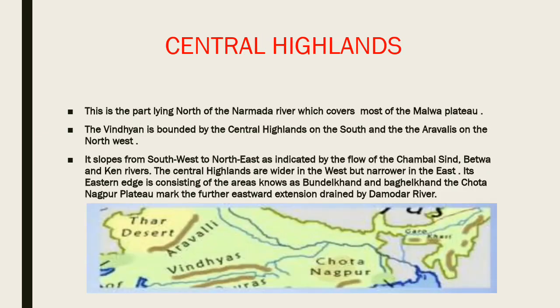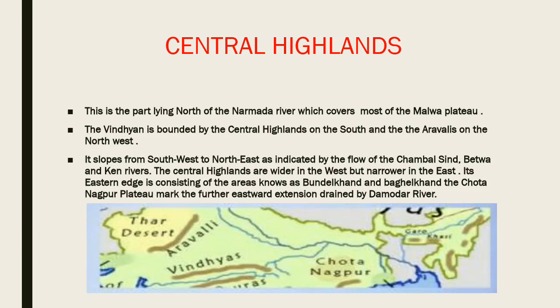Here come to the Central Highlands. This is the part lying north of the Narmada River, which covers most of the Malwa Plateau. The Vindhyan Range bounds the Central Highlands on the south and the Aravalli Hills on the northwest. Its further westward extension gradually merges with the sandy and rocky desert of Rajasthan. It slopes from southwest to northeast as indicated by the flow of Chambal, Sind, Betwa and Ken rivers.